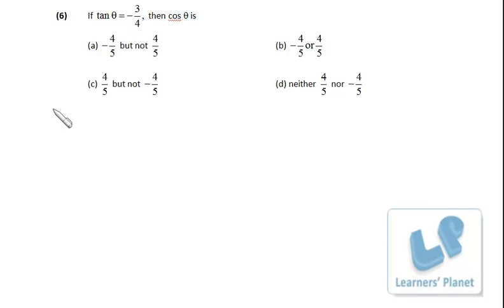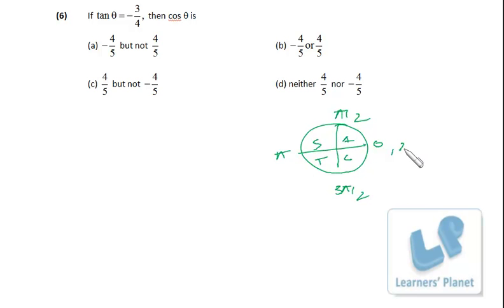If tan theta is minus 3 by 4, then cos theta is... See, we have discussed this circle, that is all sugar, tea, coffee: 0, pi by 2, pi, 3 pi by 2 and 2 pi, right? So tan theta is negative in the second quadrant and fourth quadrant, right? In the second quadrant tan theta is negative, so cos theta will also be negative. In the second quadrant cos theta is already negative, but in the fourth quadrant cos theta is positive, right?